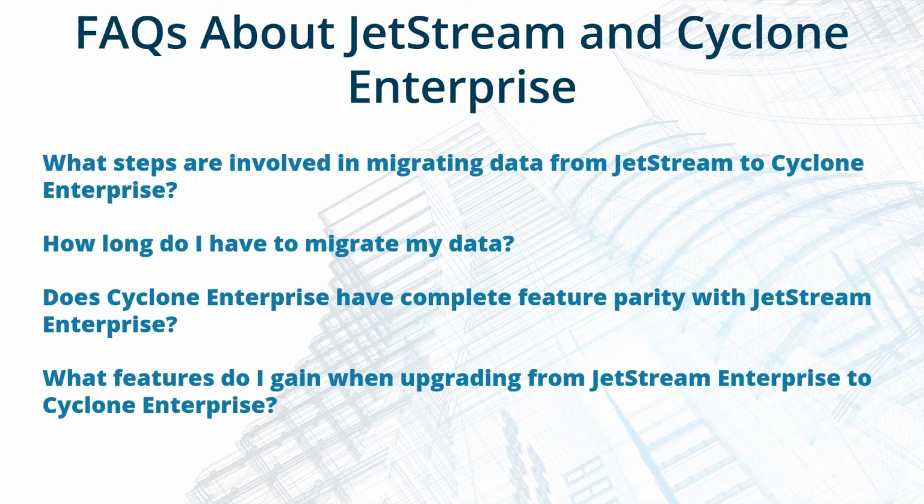Another question, how long do I have to migrate my data? After you receive your new Cyclone Enterprise entitlement ID, you'll have 30 days to migrate your data before your old Jetstream Enterprise EID is deactivated. So we've got 30 days to do that. And if you have any questions or thoughts or concerns, we can definitely help out there as well on getting that over.